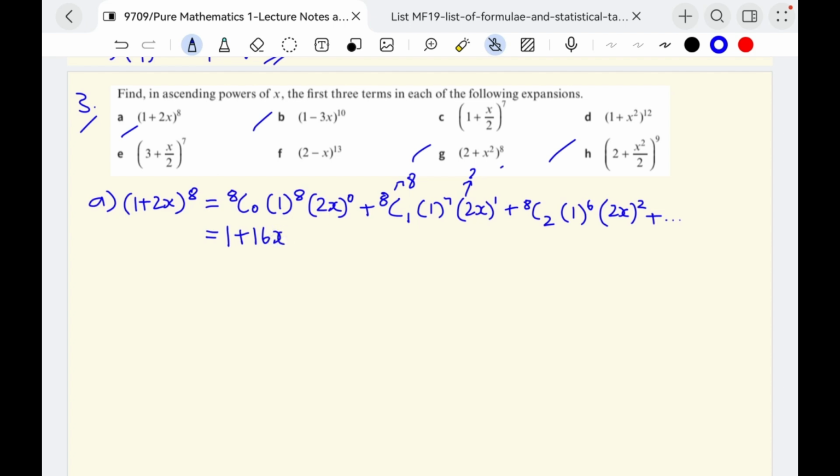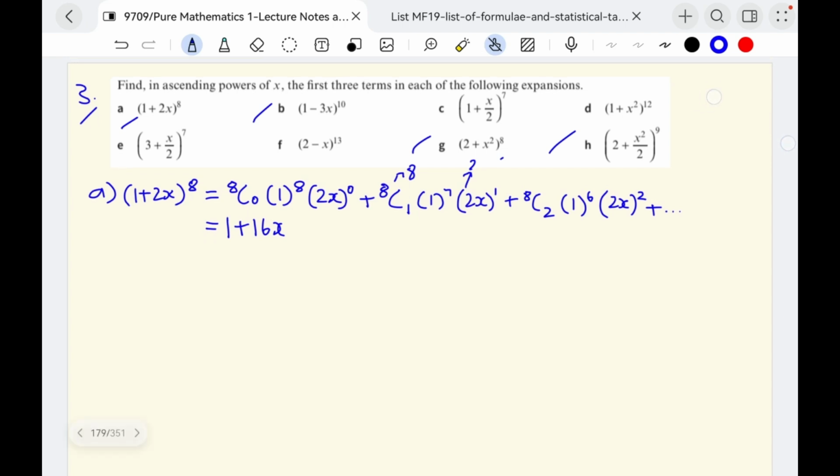16x. Use your calculator to evaluate 8C2, but eventually it follows the Pascal triangle, which we will get 28 over here. And 2 to the power of 2 and the x squared, so this is 4. 28 times 4, you will get 112x squared. And don't forget the plus, dot, dot, dot, and that's all for this. This is how you perform the workings that lead to the answer of the first three terms of the following expansions. So carry out the same way for B, G, and H.